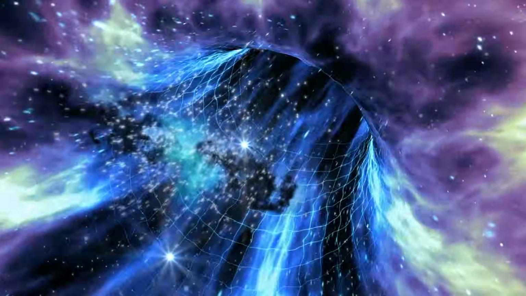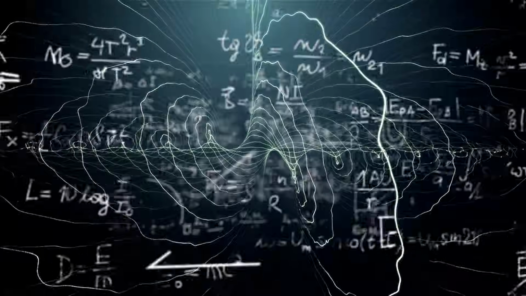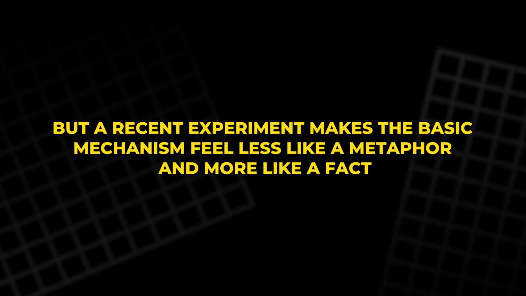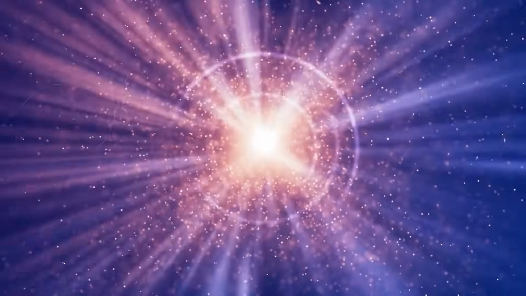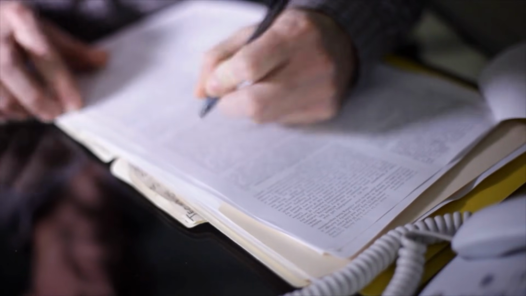This idea never became mainstream. Physics has a habit of finding odd effects and then moving on. But a recent experiment makes the basic mechanism feel less like a metaphor and more like a fact. It even suggests that chaos could be the origin of almost everything we call law, in a way that echoes old creation stories, but with equations instead of poetry.